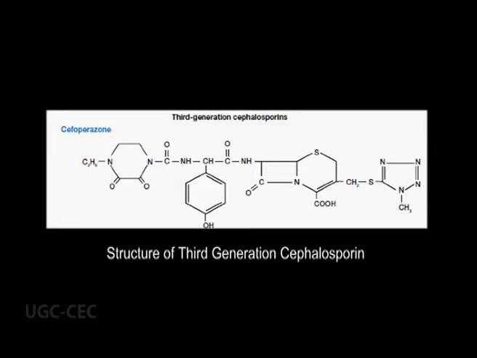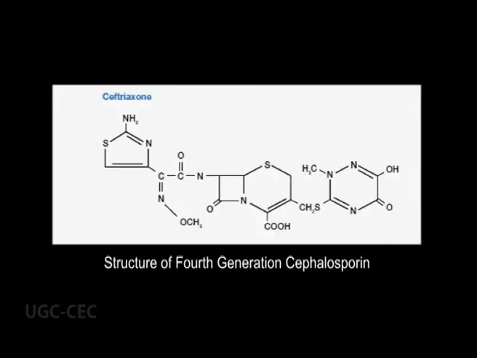Then we developed third generation, which were active against gram-positive and gram-negative bacteria, and they could also cross the CNS, meaning the blood-brain barrier, so they can be used for the treatment of meningitis. Then we have the fourth generation antibiotics, which had a broader range of activity, and the benefit was that they were active against opportunistic pathogens. That was an additional benefit that we got by using cephalosporins.